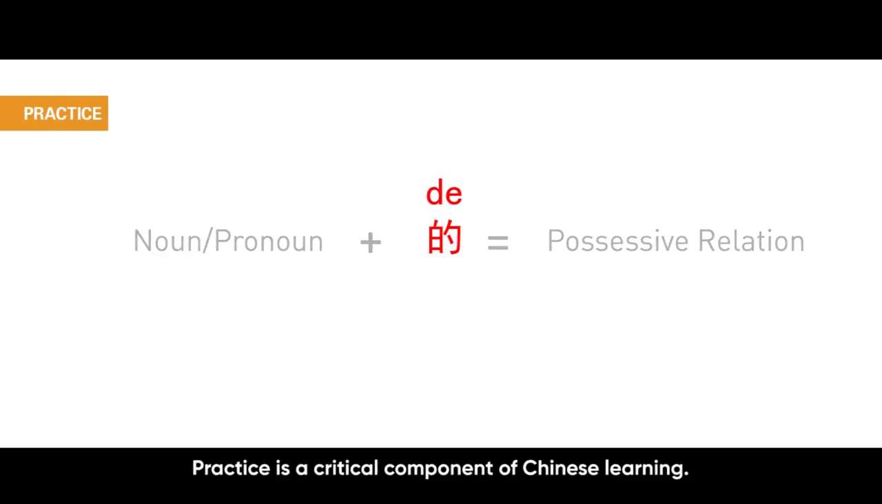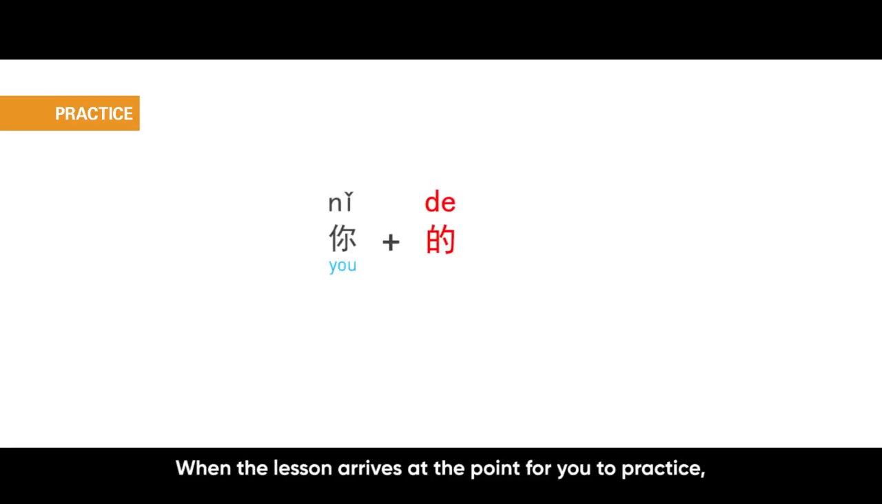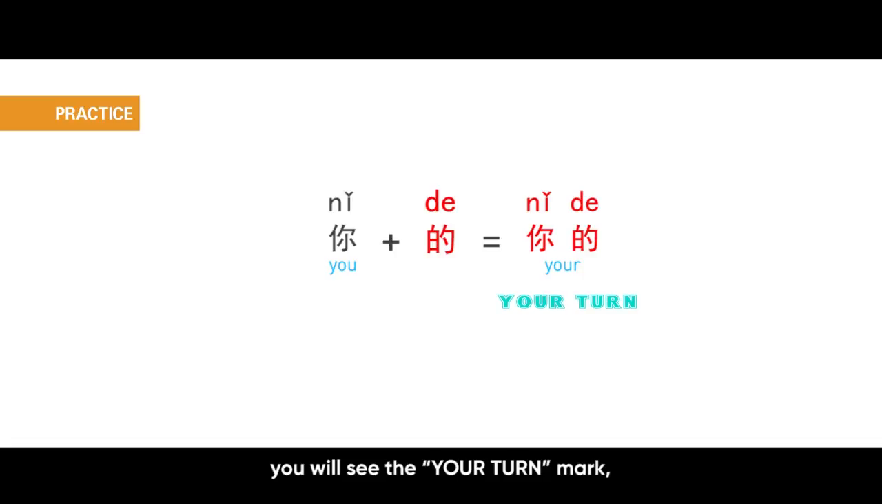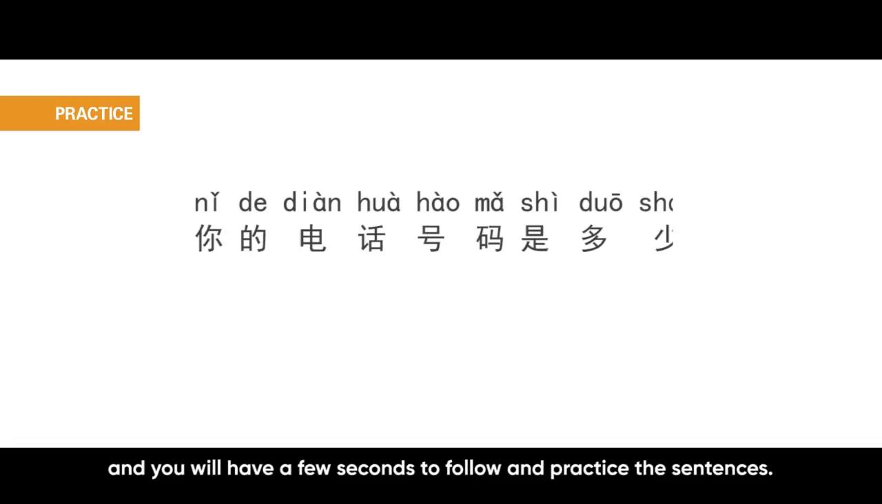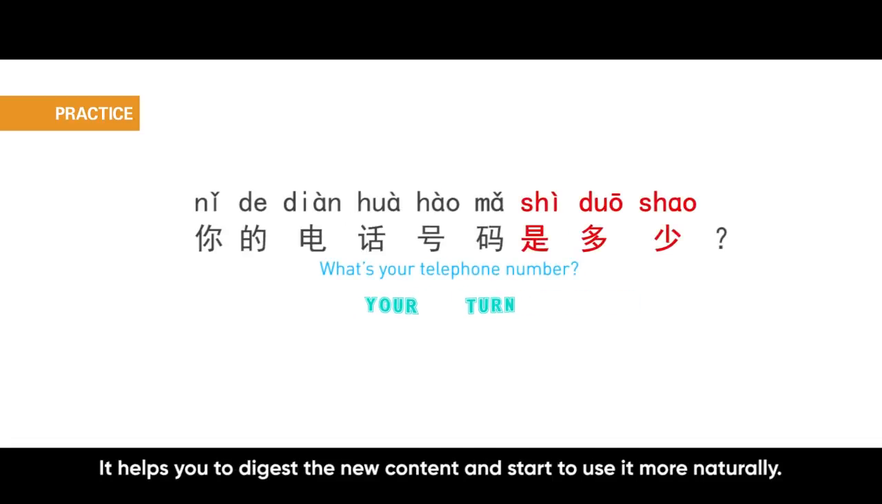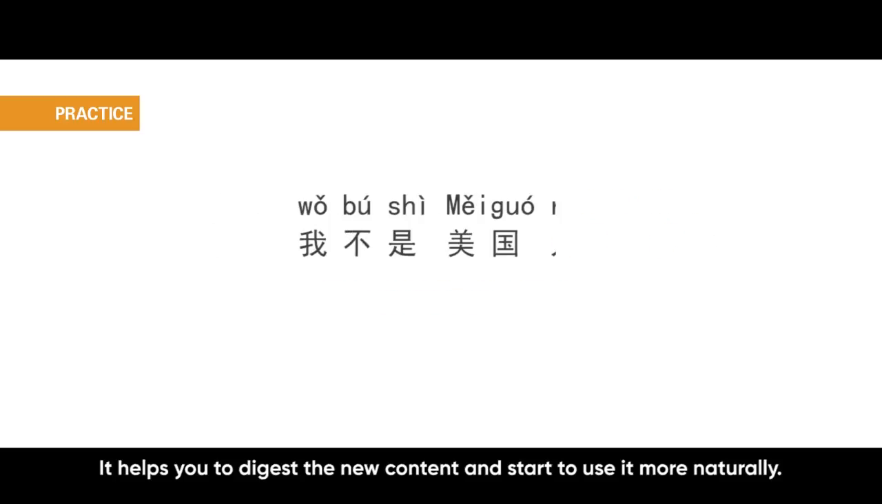Practice is a critical component of Chinese learning. When the lesson arrives at the point for you to practice, you will see the "your turn" mark and you will have a few seconds to follow and practice the sentences. It helps you to digest the new content and start to use it more naturally.